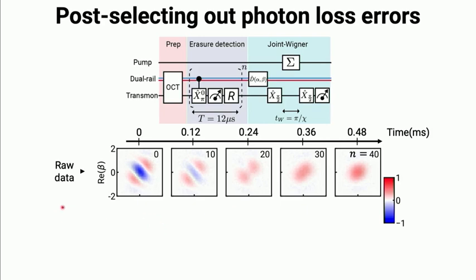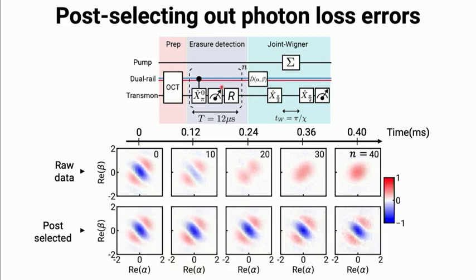But because we performed the erasure detection prior to tomography, we can throw away the tomography data whenever the erasure detection circuit told us there was an erasure. And so if we do that, a kind of post-selection, we see that we can reconstruct the data for much longer than before. So the lower panel data is post-selected from the top. And so we clearly see that we are throwing away most, if not all, of the erasure events that occurred.